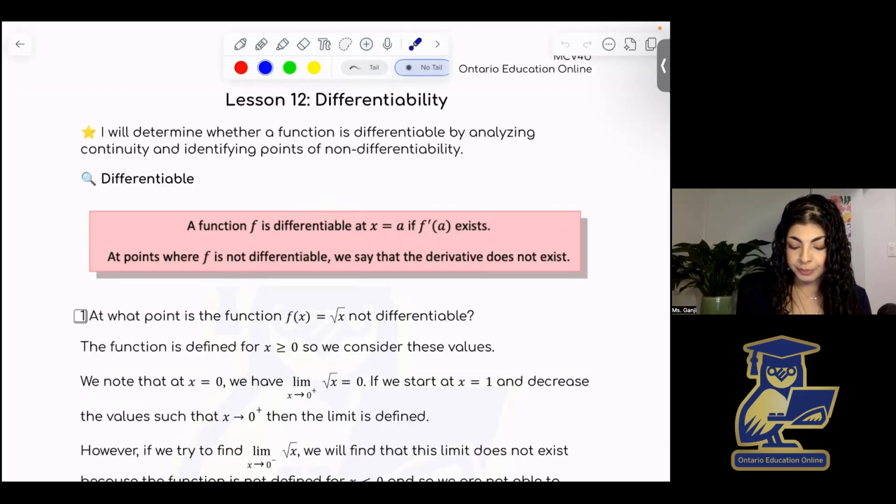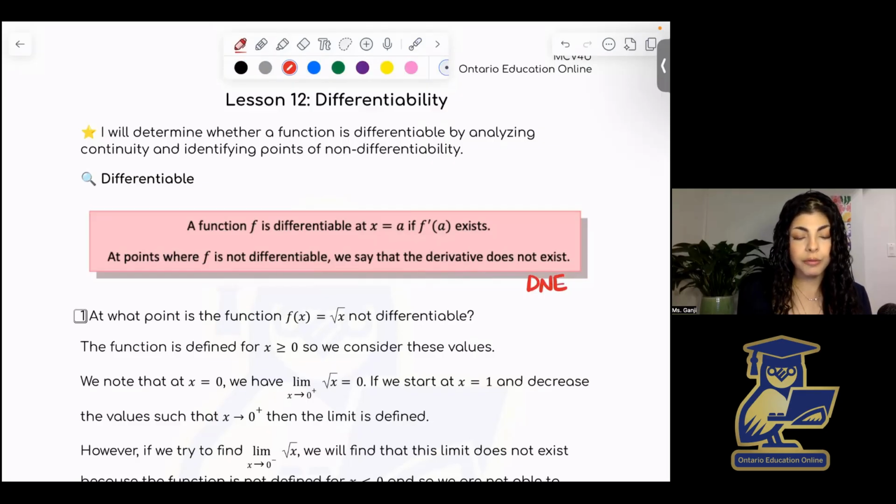Just a reminder of the definition of differentiable. A function f is differentiable at x equals a if f prime of a exists. So if the derivative at the point x equals a exists. And when that does not exist, whether the limit does not exist at that point, we say f is not differentiable and the derivative does not exist. And don't forget our notation, DNE, does not exist.